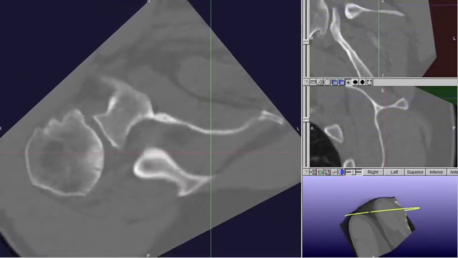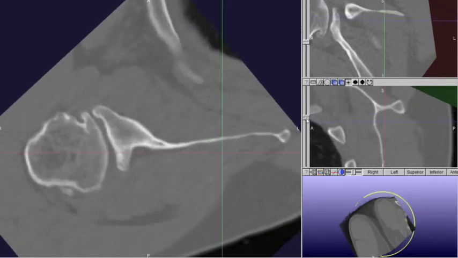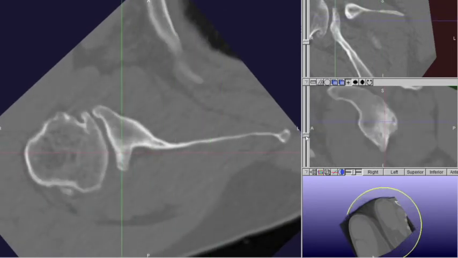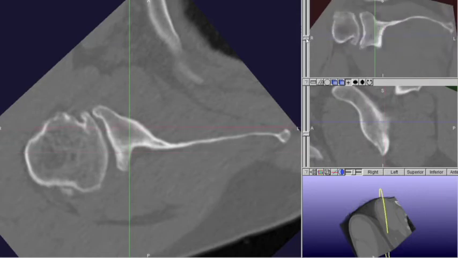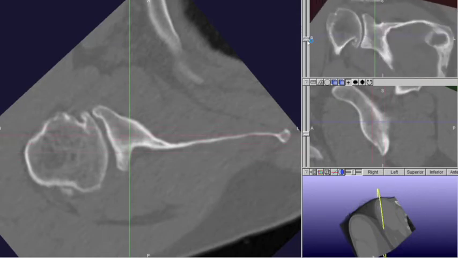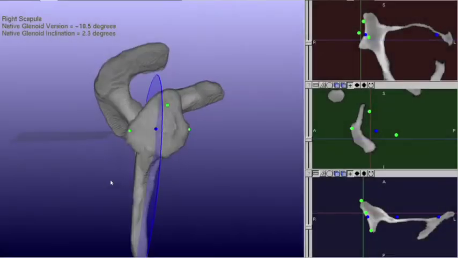But when we reformat this into the plane of the scapula, we see that now the axial, coronal, and sagittal images are in the plane of the scapular body and perpendicular and orthogonal to it. It's critical to understand this point whether we're planning on two-dimensional or three-dimensional images.